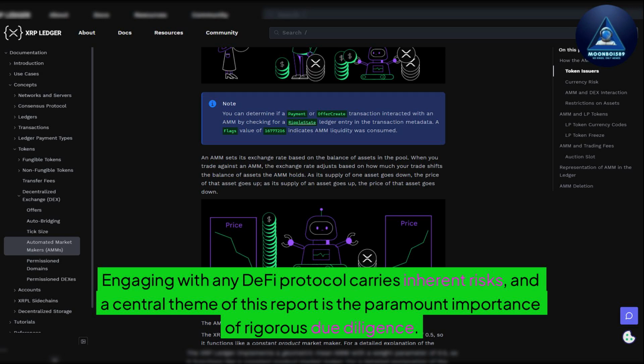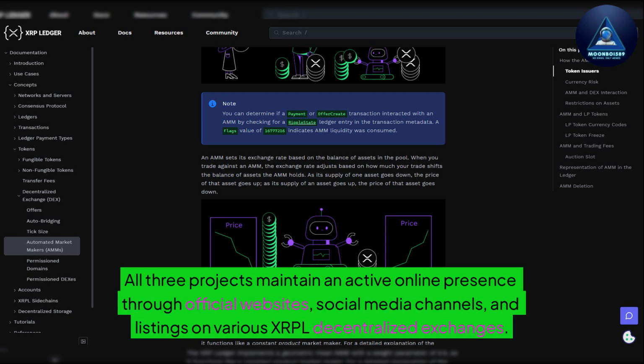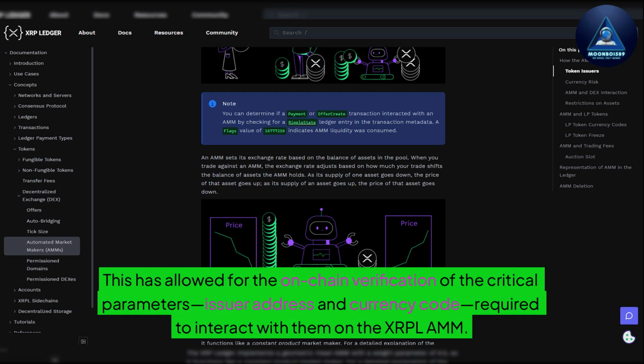Engaging with any DeFi protocol carries inherent risks, and a central theme of this report is the paramount importance of rigorous due diligence. Based on new information, an investigation into the tokens specified in the user query, MB589, MG589, and Denarii DFI, has been updated. All three projects maintain an active online presence through official websites, social media channels, and listings on various XRPL decentralized exchanges. This has allowed for the on-chain verification of the critical parameters, issuer address and currency code, required to interact with them on the XRPL AMM.